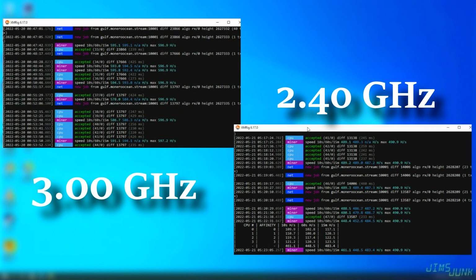So can you mine with the Core 2 Quad? Well, I mean, you can. You'll probably pay more in electricity than you'll ever get out of it. But regardless, the 2.4 gigahertz run got us about 490 hashes per second, while at 3 gigahertz, we got 597 hashes per second, and that's using Monero.